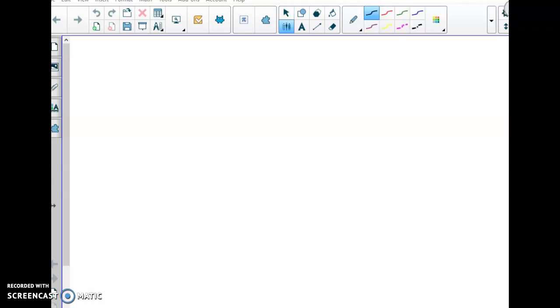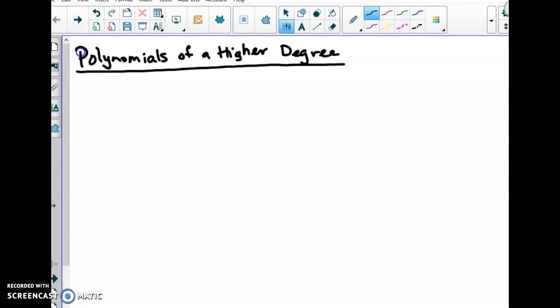We've looked at linear functions and quadratic functions, constants, all that kind of stuff. But let's talk about polynomials of a higher degree. So polynomials of a higher degree are in the form y equals a_n x to the power of n plus a_(n-1), aka the previous coefficient, x to the power of n minus 1, and so on.